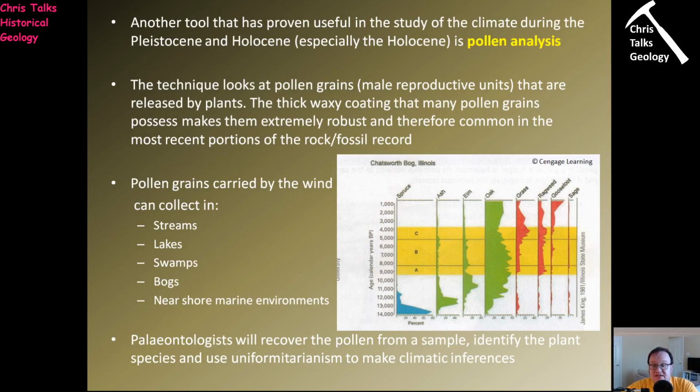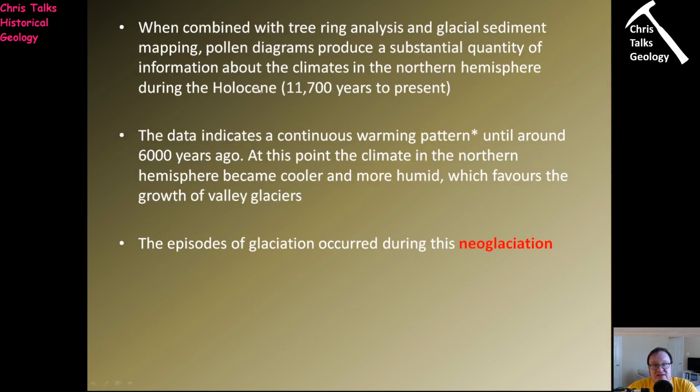So this pollen analysis, it's pretty good. Now if you combine that with tree ring analysis, then you're really well away. The thing about tree ring analysis is it can actually be used to give us solid numbers. We can get solid dates, and tree ring analysis can go quite a long way back. Now, one of the things we see from this data is a continuous warming period until around 6,000 years ago. Okay, so in general, the climate was getting warmer.